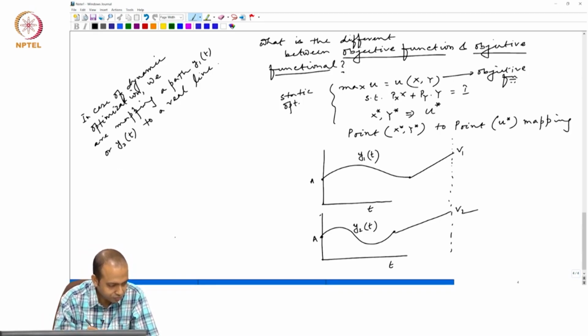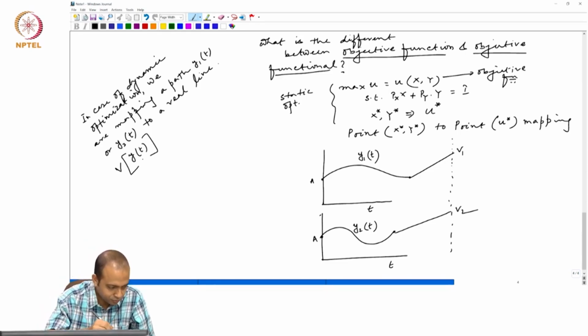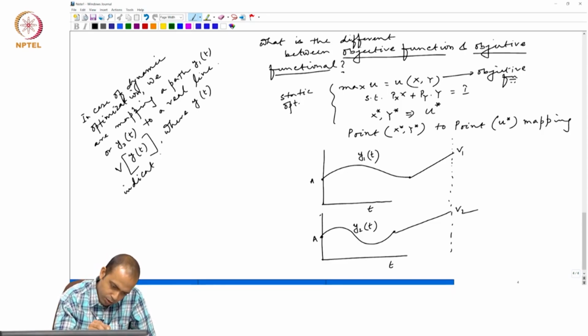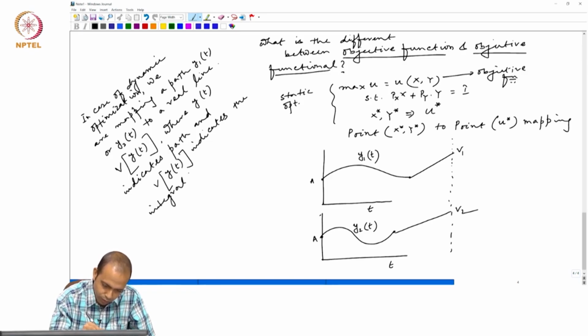So, what is that real line? V of y t. V of y t is basically the integral value of this path, where y t indicates the path and V of y t indicates the integral value of the path.